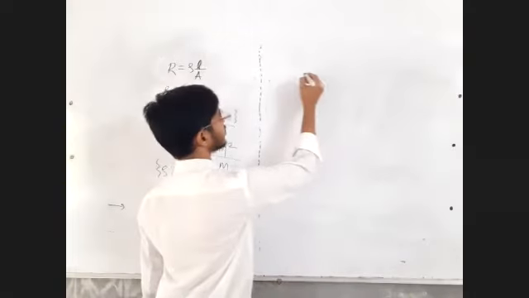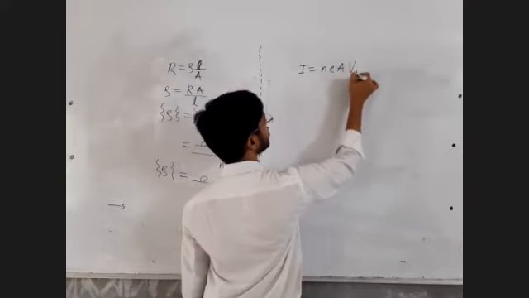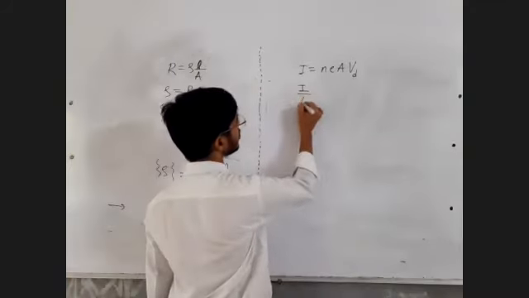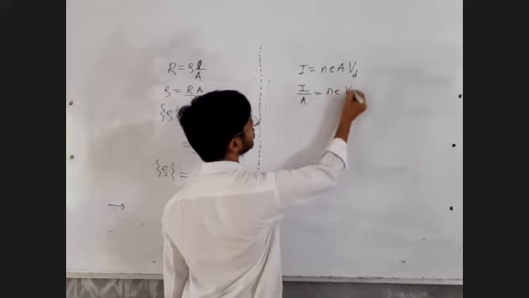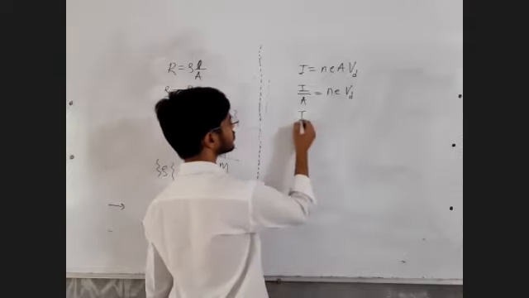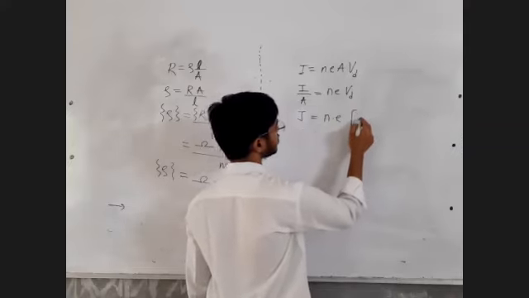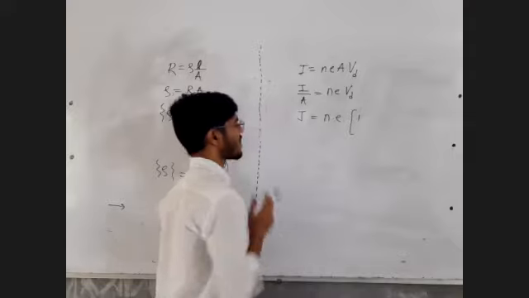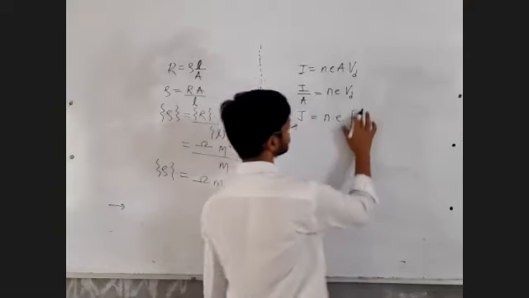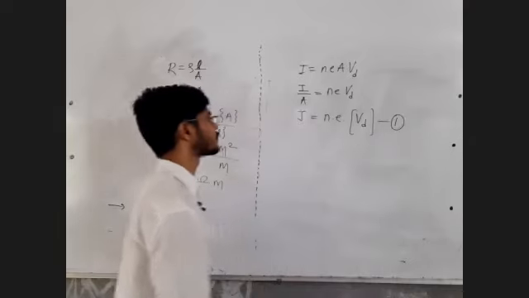Okay, right again. I is equal to nEAvd. I upon A is equal to nevd. I upon A is J, current density. n as it is, e as it is, vd drift velocity. Keep it as it is. Call this equation 1.